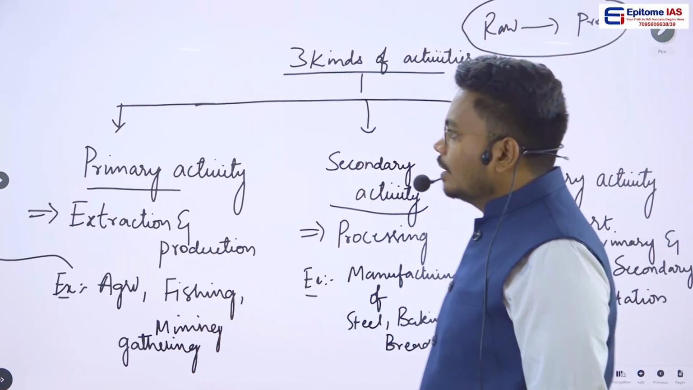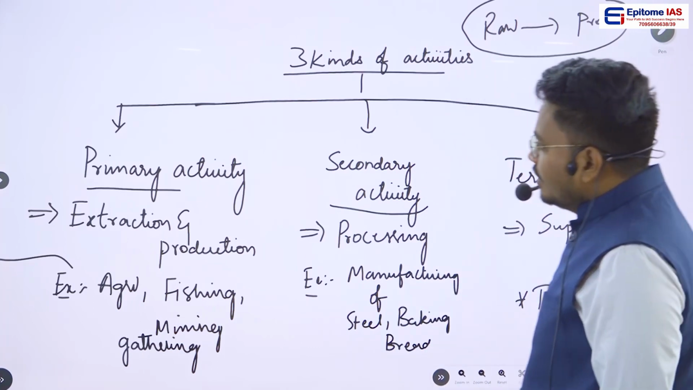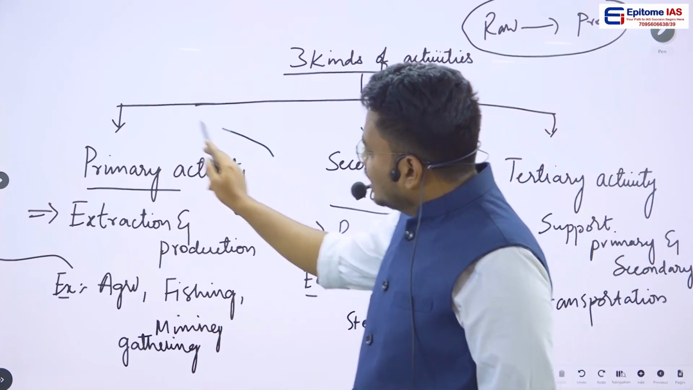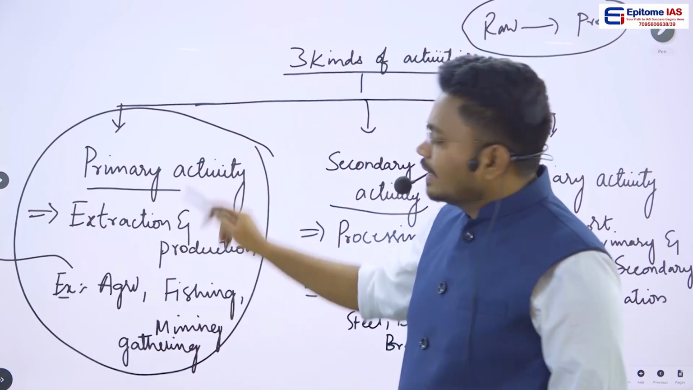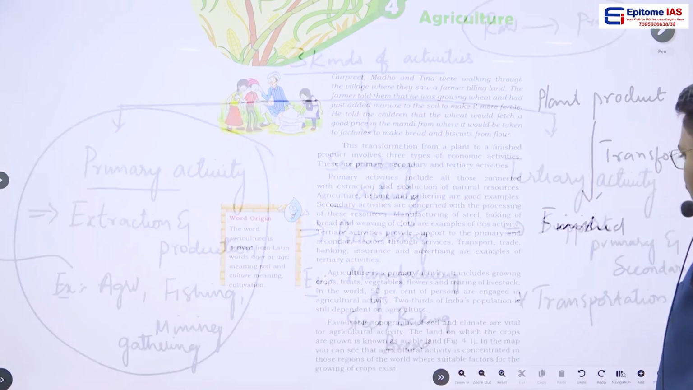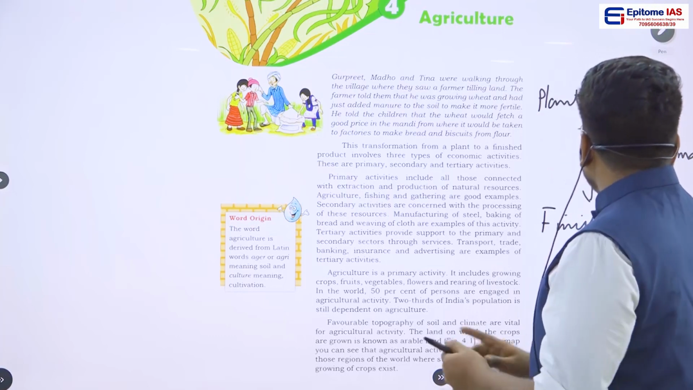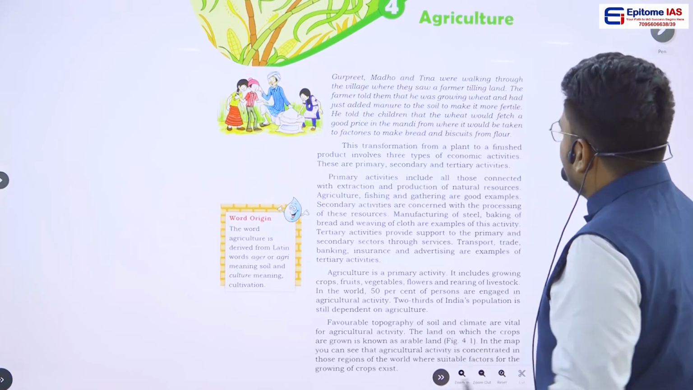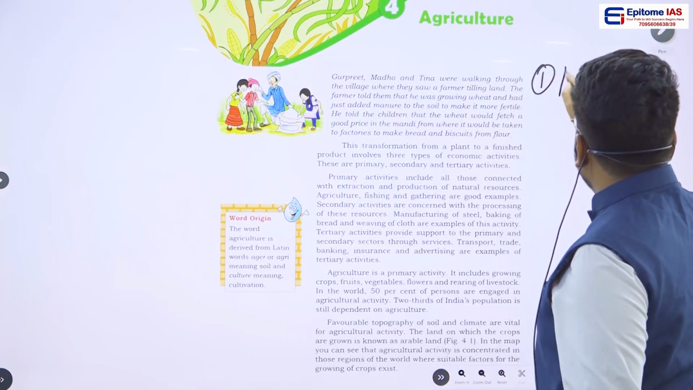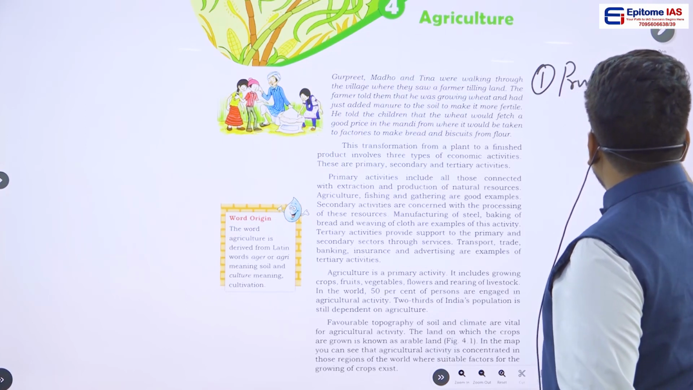Now, since we are talking about agriculture, tell me, agriculture comes under which kind of activity? Obviously, primary economic activity, right? Now, if you see agriculture, first of all, we understood that point number one is it comes under primary activity.